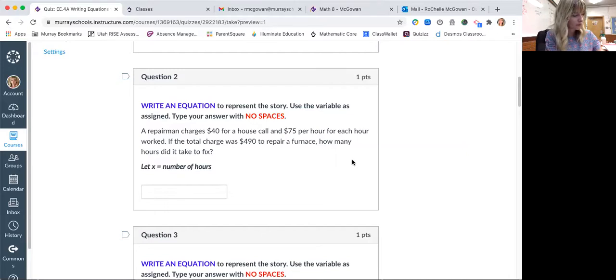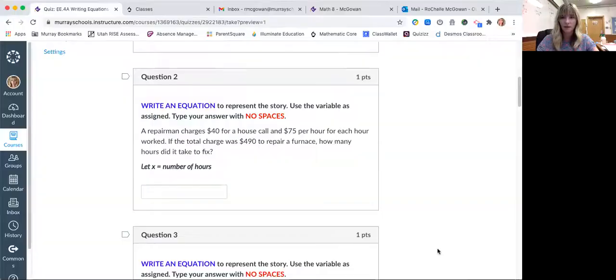So $40, $75 per hour. I'm going to show you what I'm writing on my paper in just a minute. The total was 490. So I'm kind of going through that process that we went through as I gather my important information here. Here's what I mean. Just kidding, that's the exact same screen. This is what I want to share with you now.